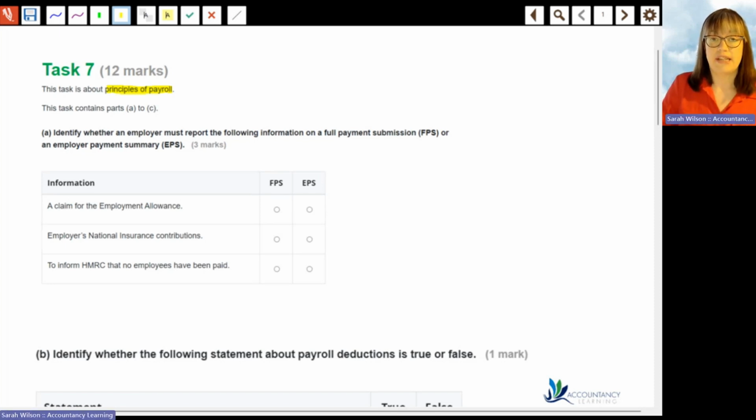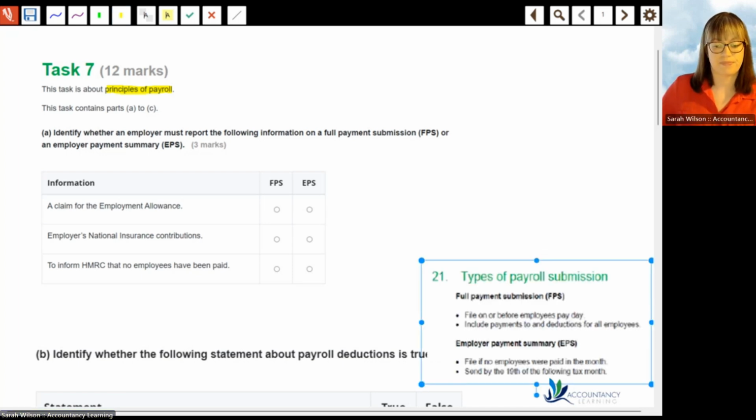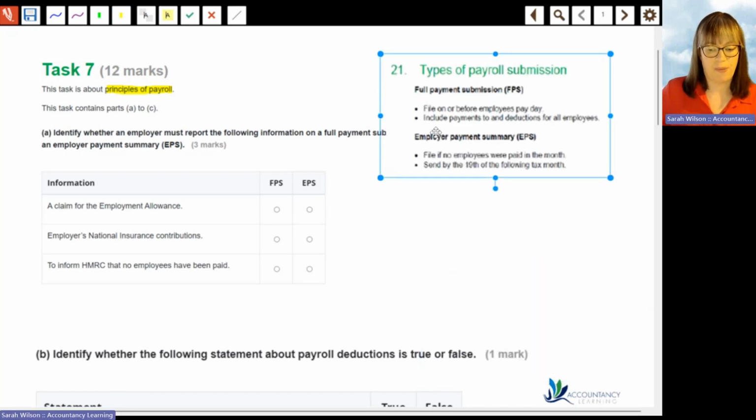Part A. Identify whether an employer must report the following information on a full payment submission, which is known as an FPS, or an employment payment summary, known as an EPS. So first of all, I'm going to bring up reference material number 21, and this will help us answer this question. So the first one is a claim for the employment allowance.